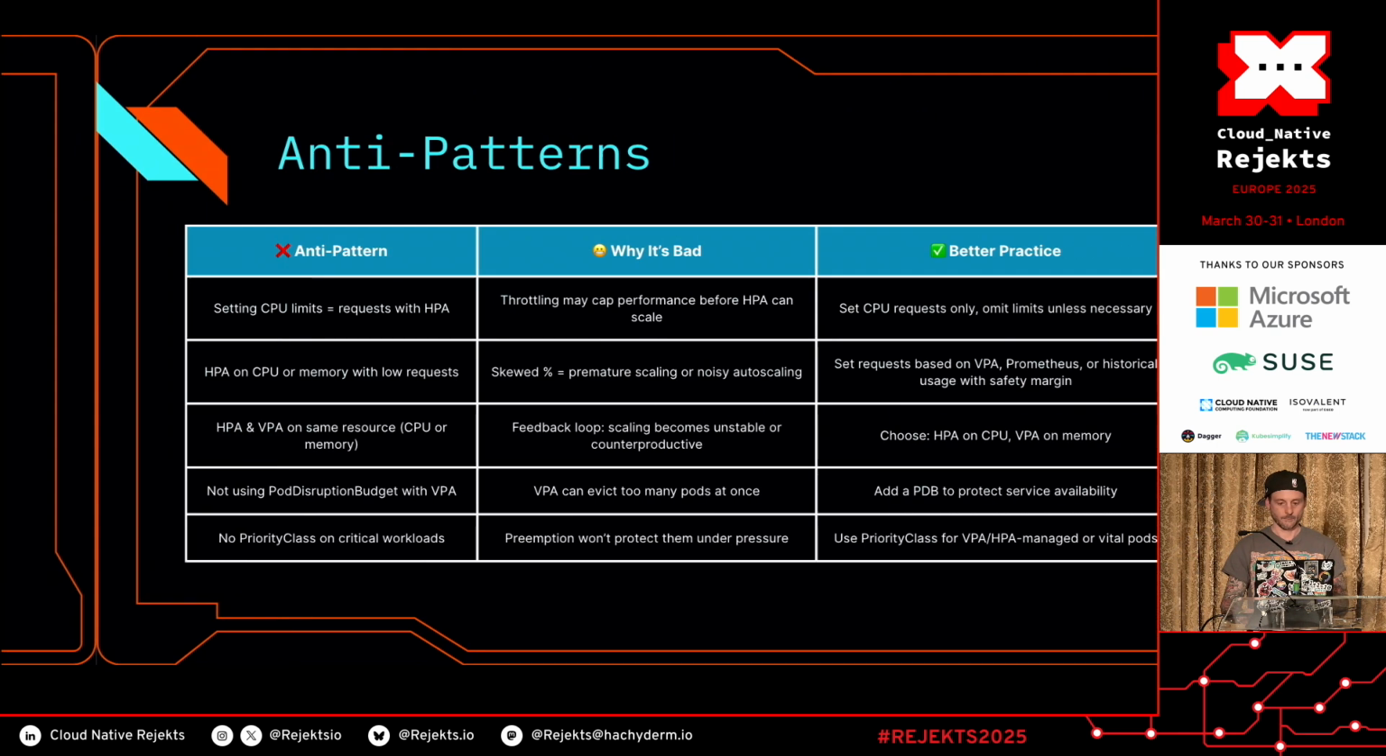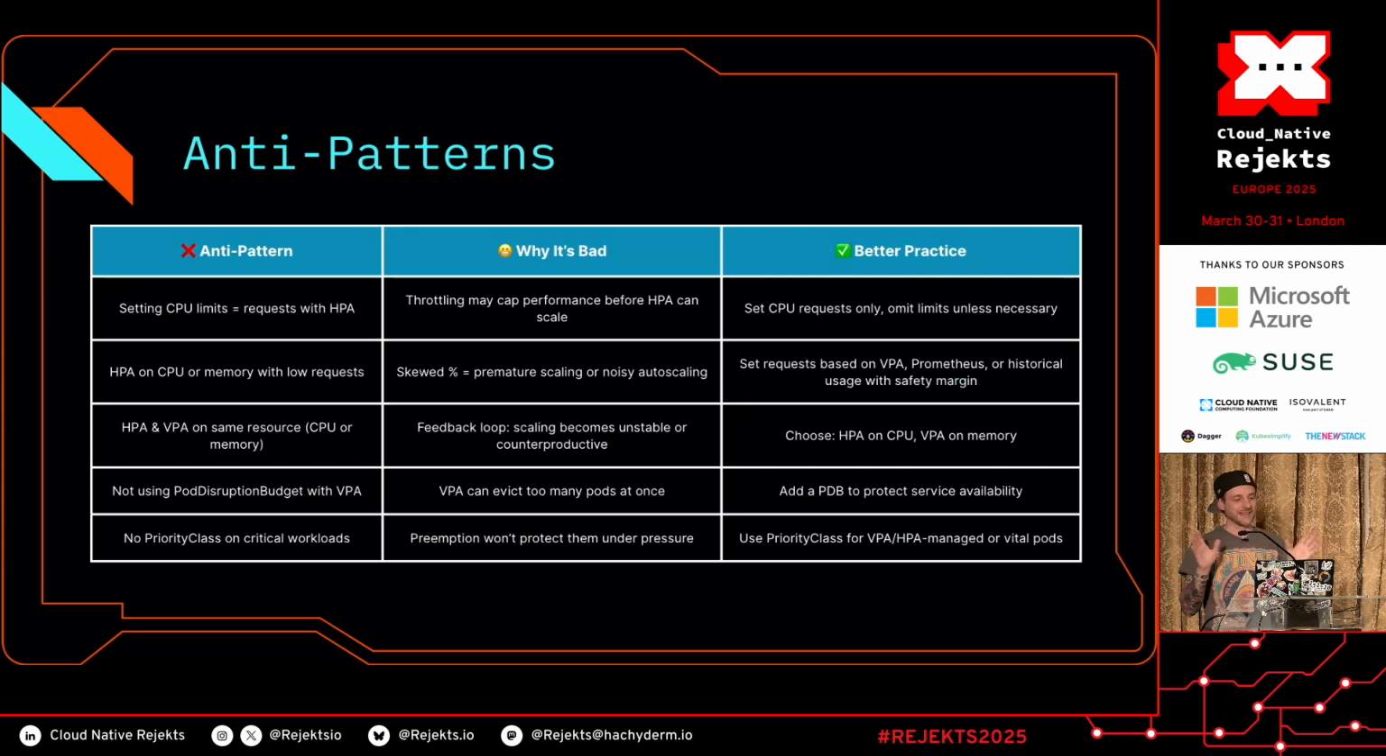Okay. All right, these are a few anti-patterns. I've already mentioned some. If you set CPU limits equal to requests, the risk is that you're going to have performance throttling before HPA can scale. HPA with low requests can trigger too easily because it's a percentage of that request. HPA and VPA on the same workload and the same resource, CPU or memory, doesn't work. You can use the same workload with different metrics, that works.